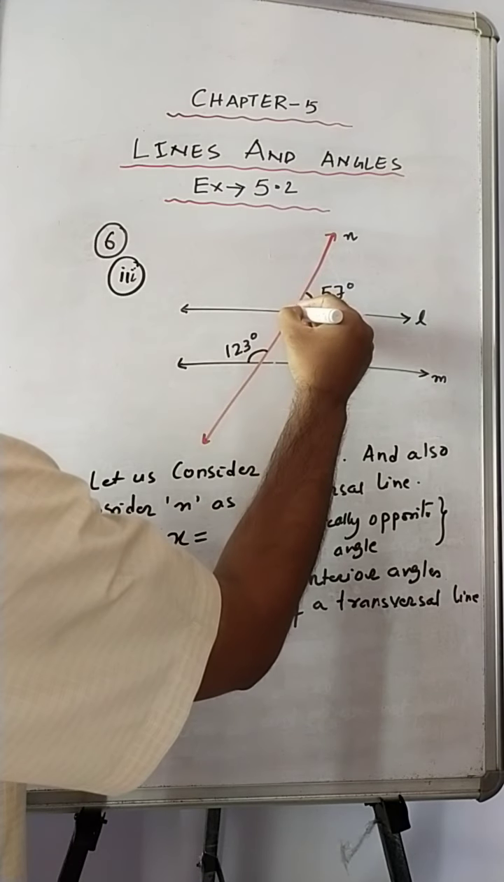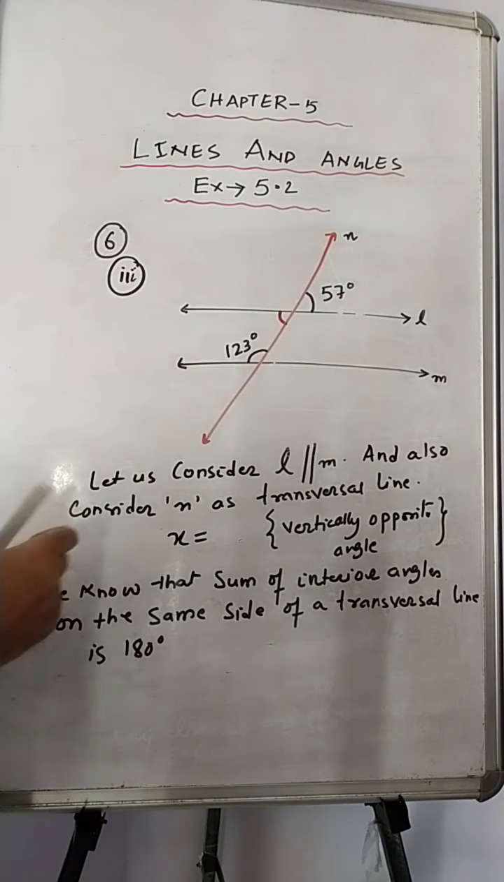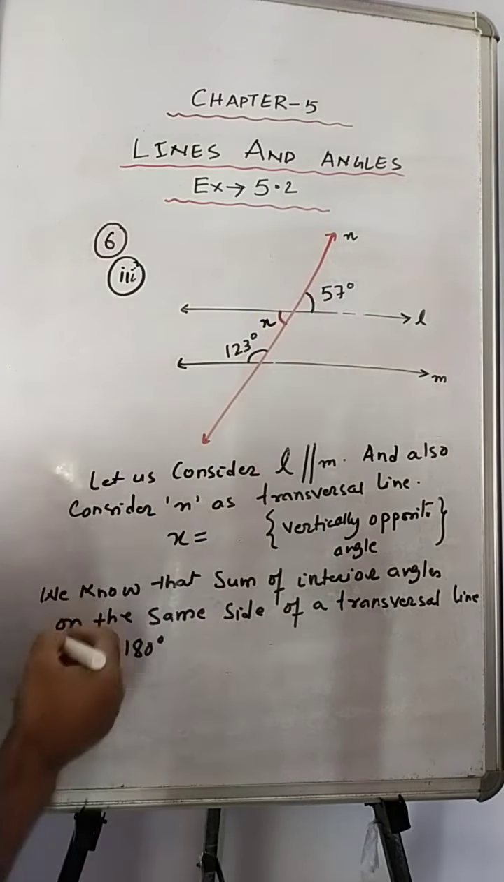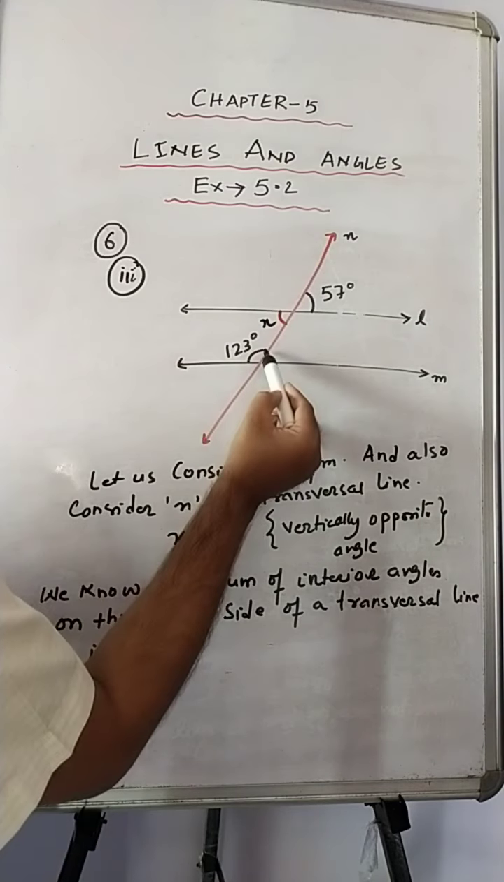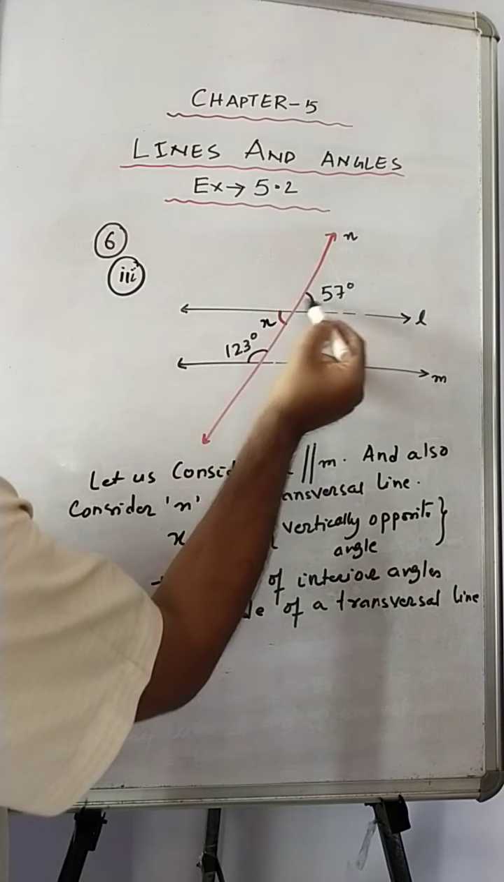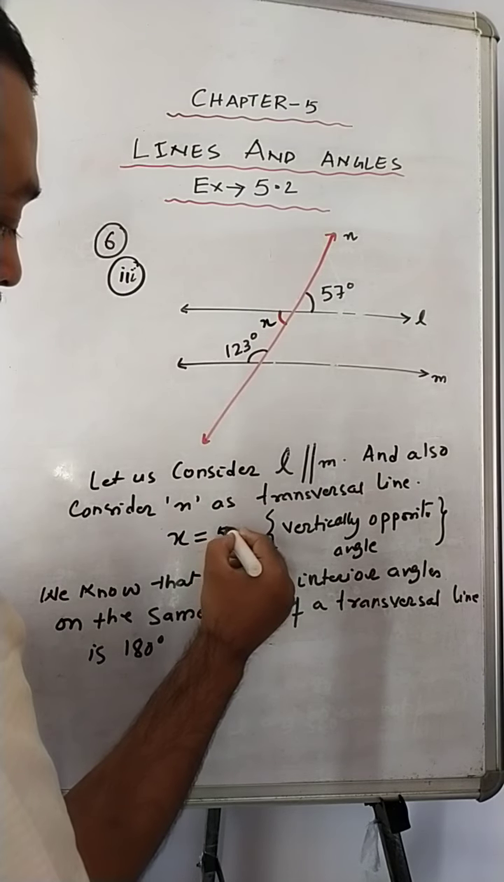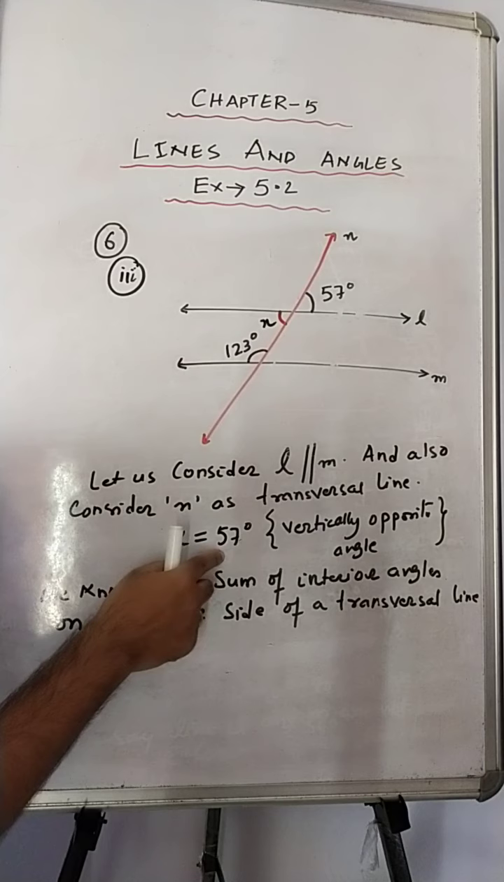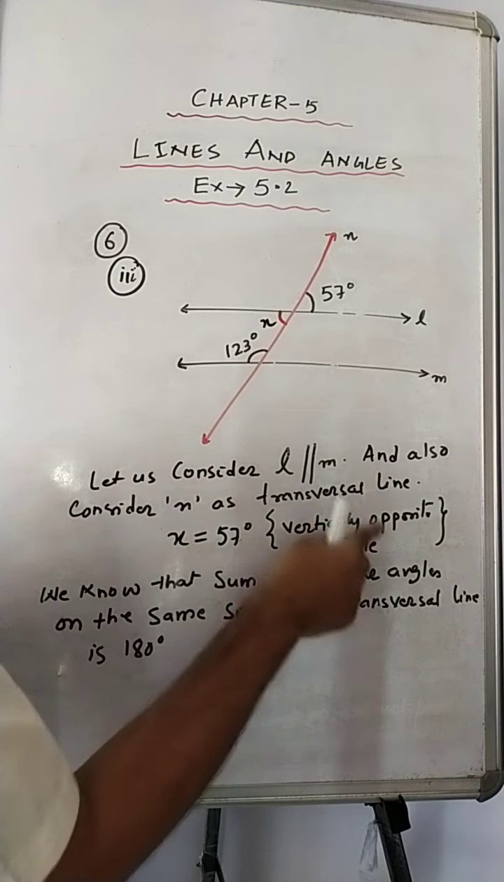Fine. Now what is the first thing that we'll do? We'll consider this angle as x. Now we know that these two lines are intersecting, so the opposite angles will be equal. And why are they equal? Because they are vertically opposite angles. So we'll write x is equal to 57 degrees. And why 57 degrees? Because it is vertically opposite angle.